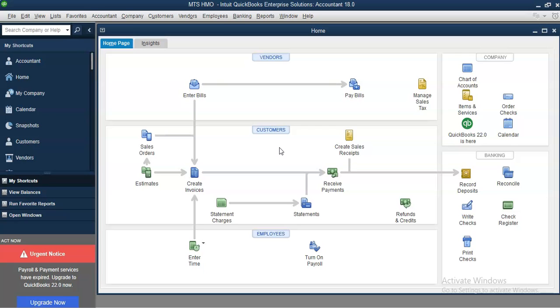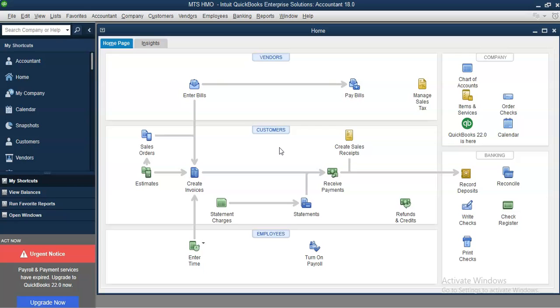Are we good? Now, for completeness too, for those of us that don't know what chart of account is, chart of account basically is the list of all accounts that determines the composition of our report. That's that in simpler terms. Your chart of accounts here is the list of accounts that determines the composition of your report.